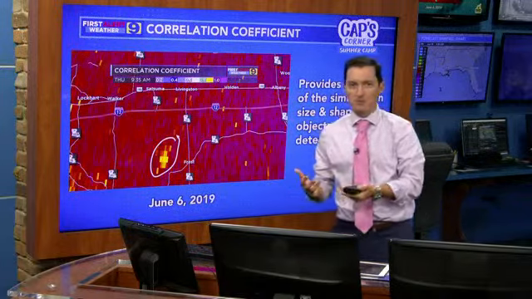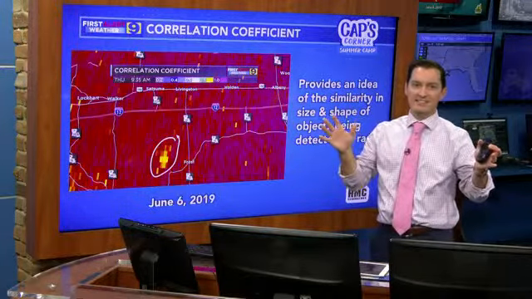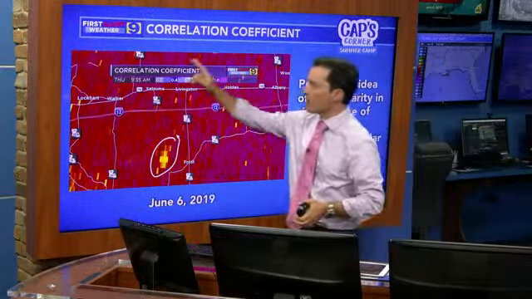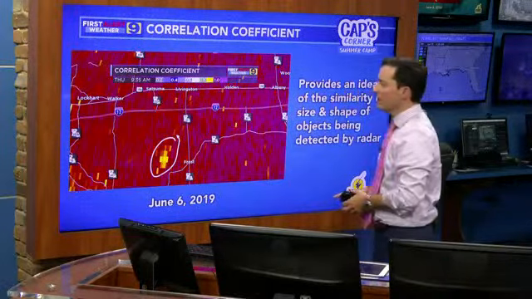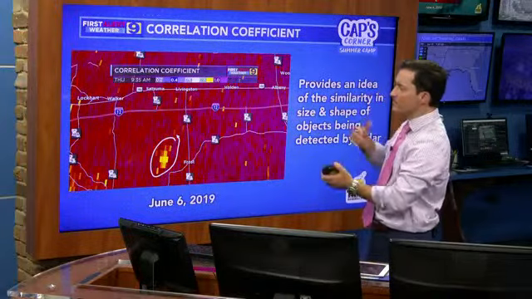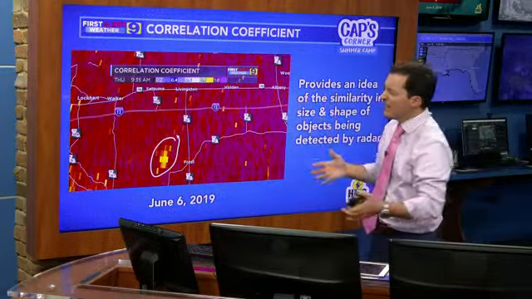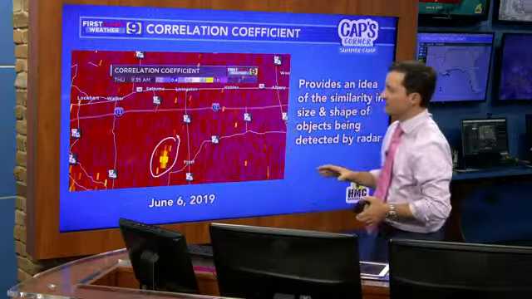So the product that we use with dual pole radar, again, this is a couple of big words, but it's called correlation coefficient. You don't need to know what that means, but let me explain what this image means as I look at it as a meteorologist. Everywhere that I see the red on here, that's the radar saying that what it's bouncing off of in the sky is basically about the same size and shape.